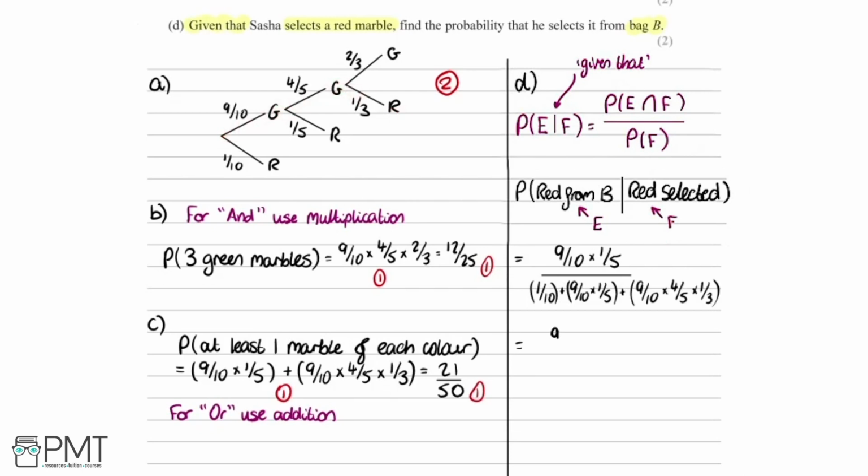We're going to get, on the top, 9 over 50, all over 13 over 25, which equals 9 over 26, which is the final probability. So we get 1 mark for all this work up here. And we get the second and final mark for the correct answer here.